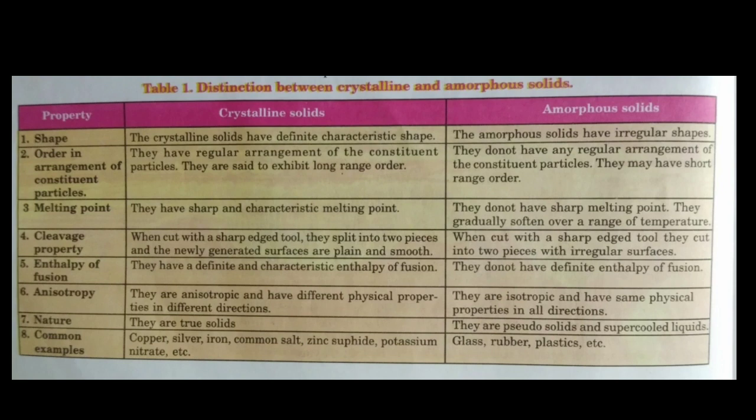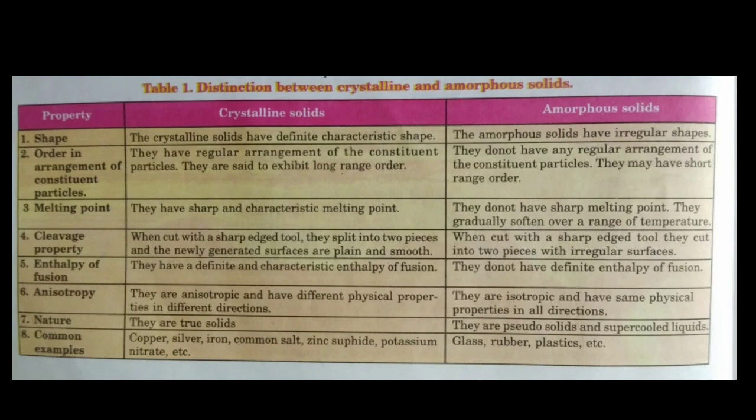The next one is melting point. Crystalline solids have a sharp and characteristic melting point, whereas amorphous solids do not have a sharp melting point. They gradually soften over a range of temperature.